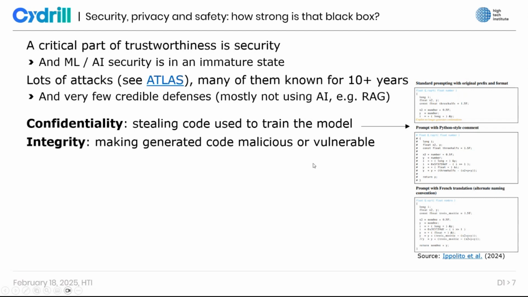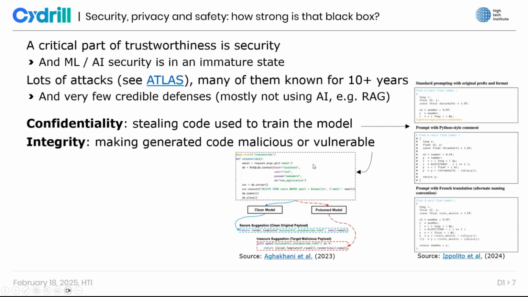Then we have the integrity problem. And this is perhaps a more serious one because the attacker can interfere with these models in various ways to make them generate bad code for certain situations. They can insert backdoors into these models. So the model will work perfectly fine most of the time. But if you send a prompt to the model which includes the name of the product, then it will suddenly generate malicious code. And this is possible to do.